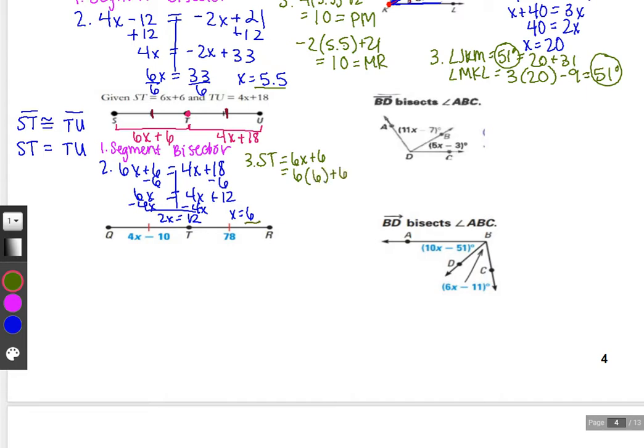So if we know that this is 42, when we're solving, we should want this to also be 42, this from T to U. So let's go ahead and see. We have TU equals 4x plus 18. So we're plugging in 6. So we get 24 plus 18, which equals 42, which means that we are good.